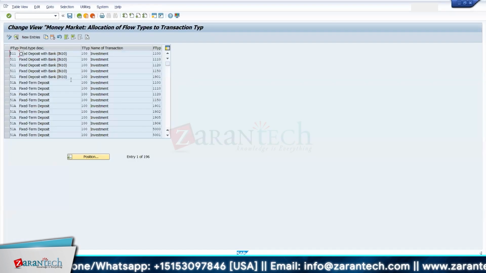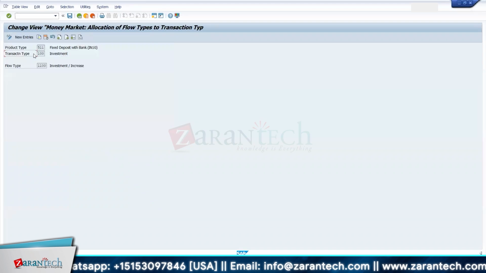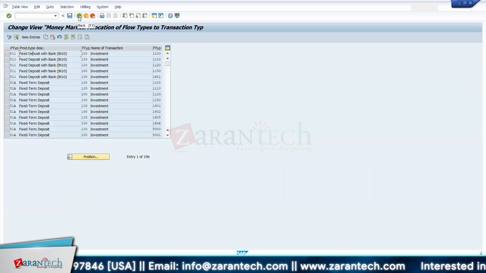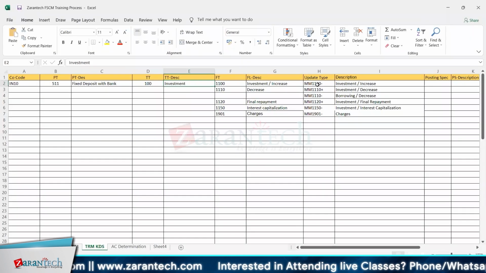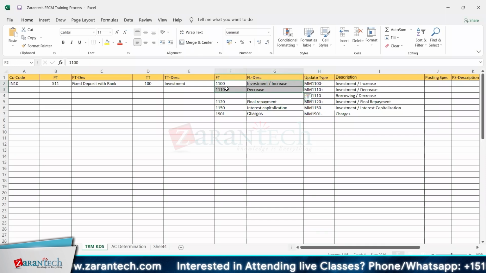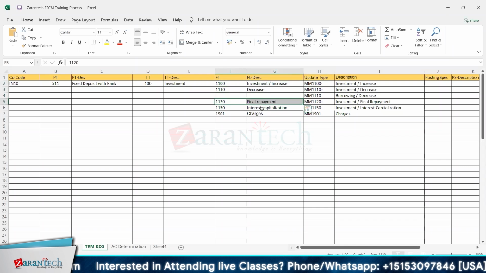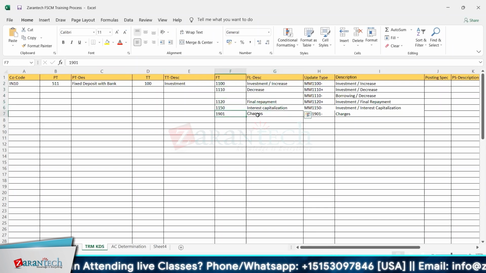Then we had all these flow types. The flow type is a condition, you can say, which helps us to generate the accounting entry. Here you can see all these flow types: 1100, 1110. So 1100 is investment, then additional increase or decrease. Then this is the final repayment, meaning when the FD gets matured. This is interest capitalization and some charges if applicable.